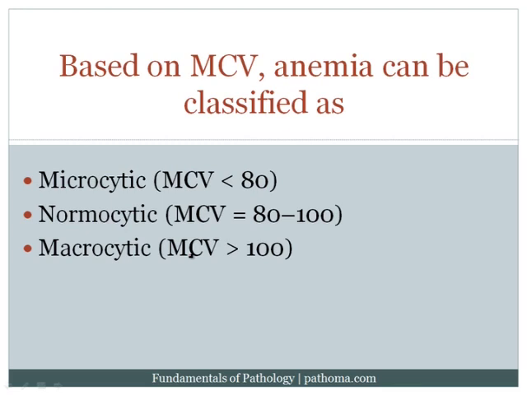Let's just remind ourselves that the normal red blood cell has an MCV, or a mean corpuscular volume, of about 80 to 100. That's the normal. Less than 80 is considered microcytic, i.e. the cells are smaller than they normally should be. And greater than 100 is considered macrocytic, i.e. the cells are bigger than they normally should be. And so we're going to divide anemia into three types: microcytic anemias, macrocytic anemias, and normocytic anemias.